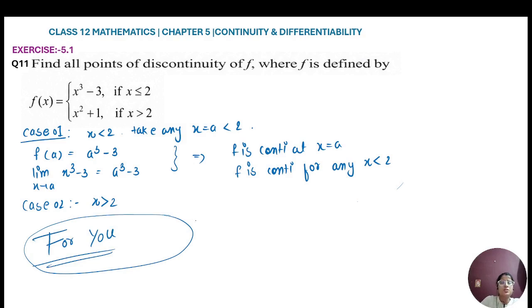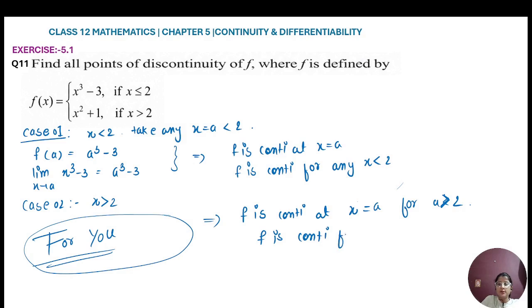It's very easy. So from here also we will get that f is continuous at x equals a for any a greater than 2. So from here we get, f is continuous for any x greater than 2. Now we are left with case 3, whenever x is exactly equal to 2.